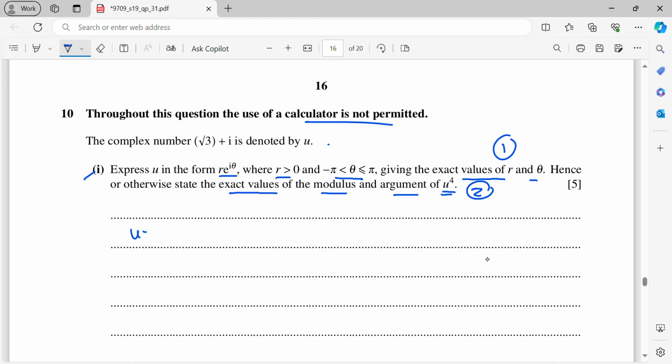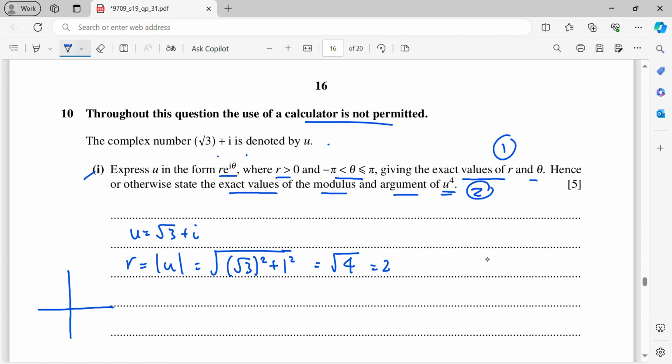Okay, so u is square root 3 plus i. To get the r and θ, r is the modulus. So we know that r is the modulus of u. That is the square root of the square of the real part plus the square of the imaginary part. The real part is square root 3, the imaginary part is 1. That means you'll be getting square root 4. That is 2. So for the θ, we need to sketch the Argand diagram.